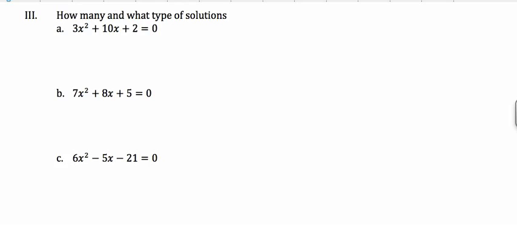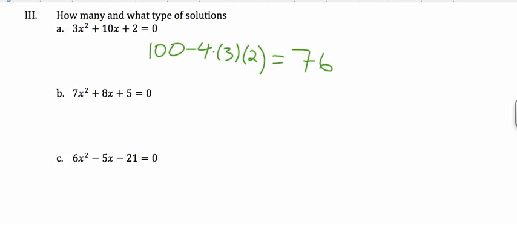Okay, so for each of these, all you need to do is calculate what's underneath the square root. So, b squared for this one is 100 minus 4 times 3 times 2. Well, 4 times 3 times 2 is 24. 100 minus 24 is 76. So think about it. If I have a 76 underneath my square root, that does not give me a nice pretty whole number. Since it doesn't give me a nice pretty whole number, it's going to give me 2 irrational solutions.